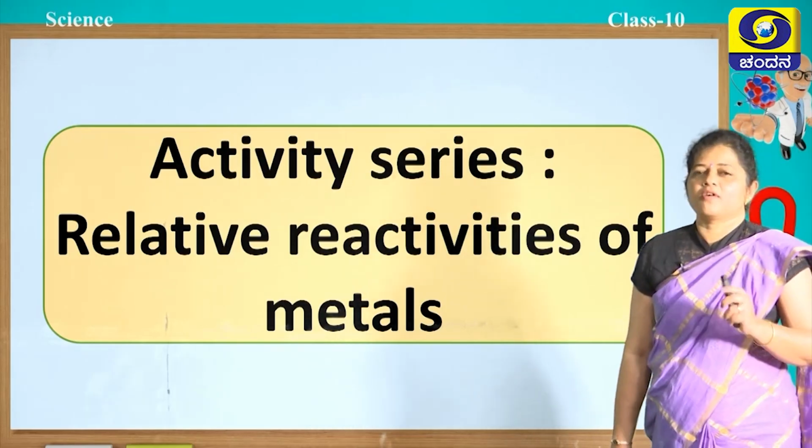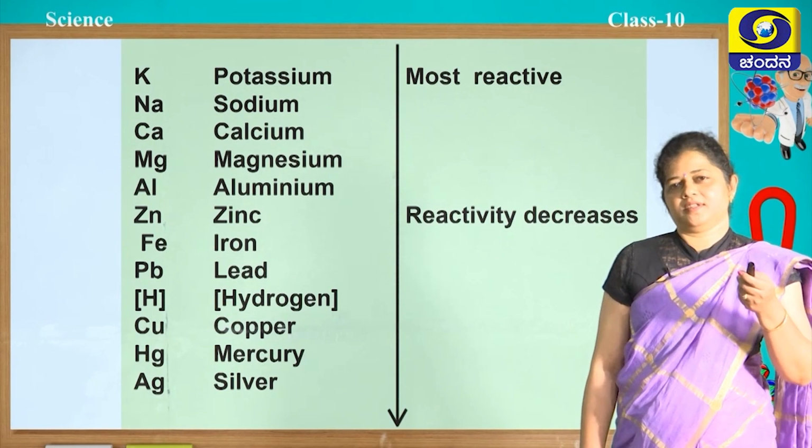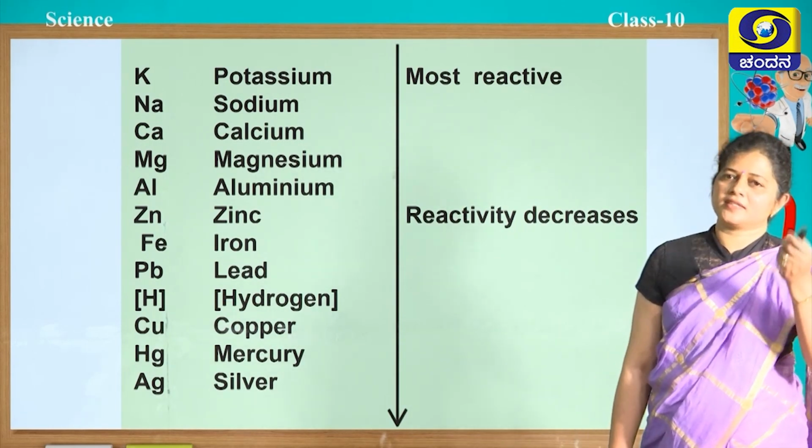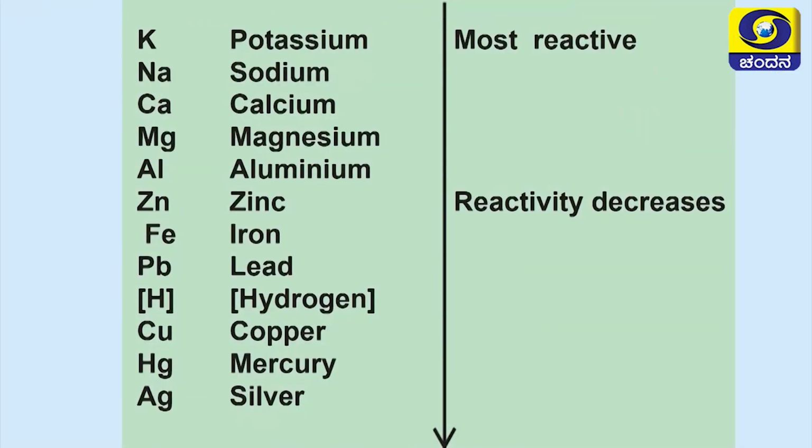The activity series or the relative reactivities of the metals is like this. You can see a list of metals arranged in the decreasing order of their reactivity, starting from potassium till silver. You can see that the reactivity is decreasing. Potassium is the most reactive, then comes sodium, next will be calcium, then magnesium, and next aluminium, zinc, iron, lead, copper, mercury, silver, and last you will find gold and platinum because they are least reactive or they are non-reactive metals.